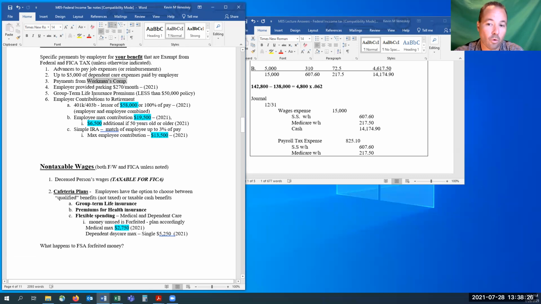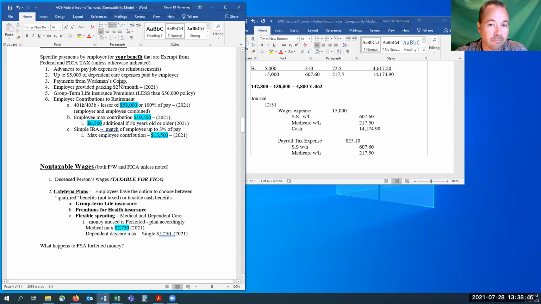Anytime you get money from workman's comp, a lot of people get workman's comp and unemployment confused or mixed up because they're both getting payments for not working. It's just that workman's comp is if you were hurt on the job. And the great thing about workman's comp is it's not taxed. The money that you get is not taxed.